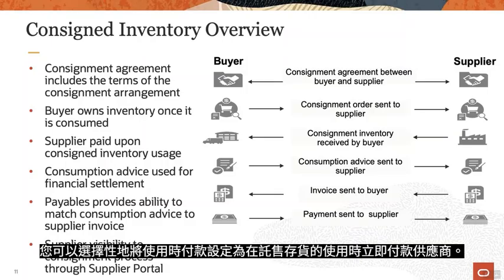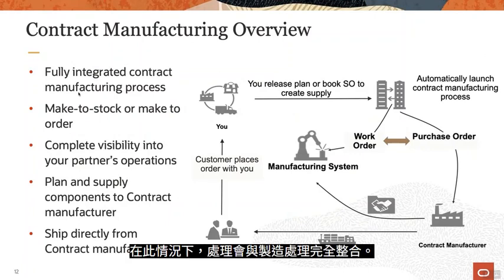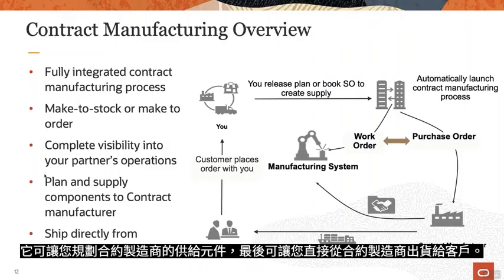The contract manufacturing flow is one that is integrated with external manufacturing so that we can fulfill our orders from an external source as opposed to our internal one. In this case, the process is fully integrated with the manufacturing process. It can be used for make-to-stock or make-to-order. It also provides complete visibility into your partner's operation. It allows you to plan and supply components to your contract manufacturer, and ultimately allows you to ship directly from the contract manufacturer to your customer.